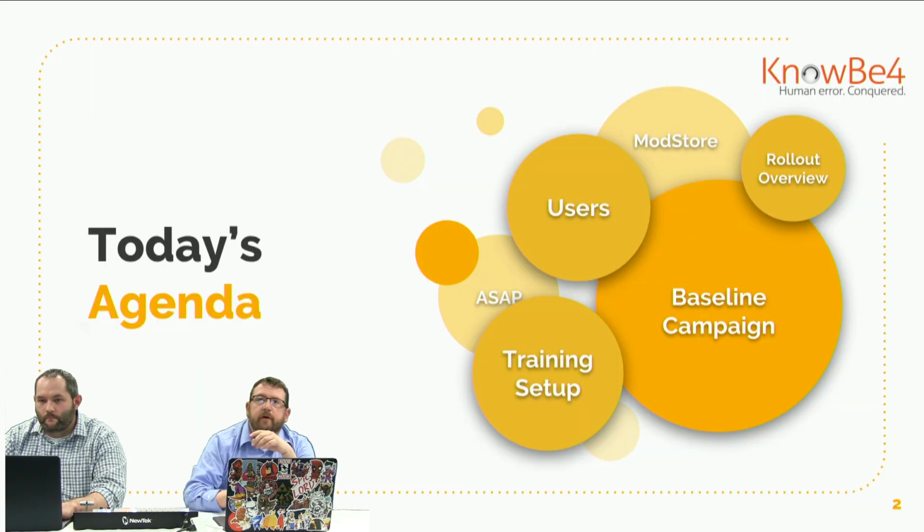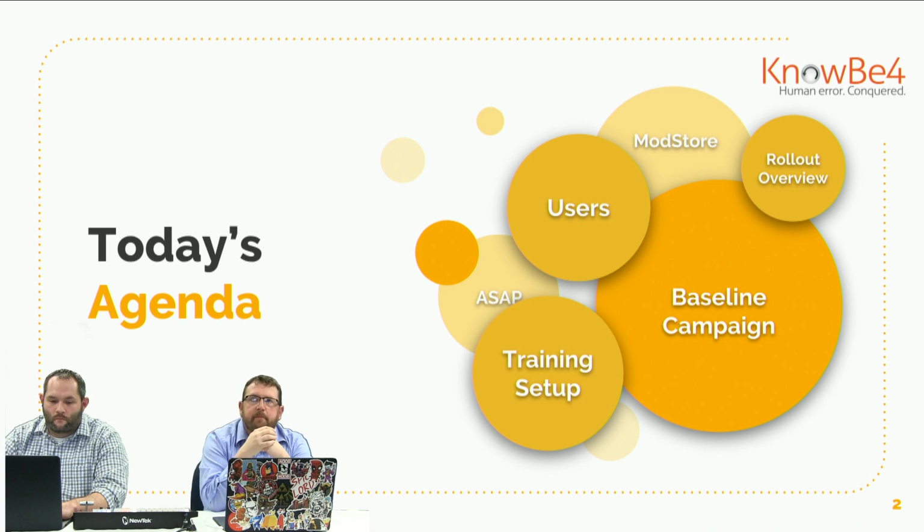So to do a quick review of what we're going to be covering today, we're going to go through the big things for the setup. First of all, our users, just doing a quick review, creating our baseline campaigns, doing our training setups, and then we're going to touch on the mod store a little bit. So we're going to show you everything that you have access to with your KnowBe4 subscription. And then we're also going to quickly touch on the rollout review again. And then finally, we're going to talk about ASAP, which is a diagnostic built into KnowBe4 that helps assess and aid you in the creation of campaigns and trainings.